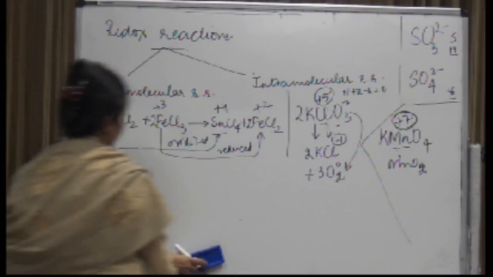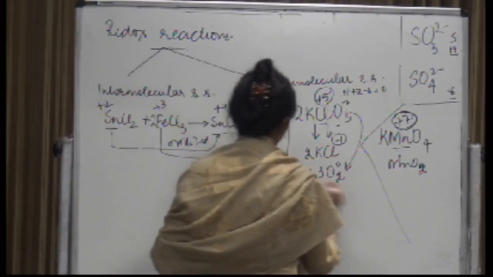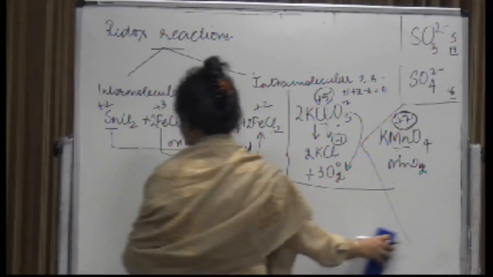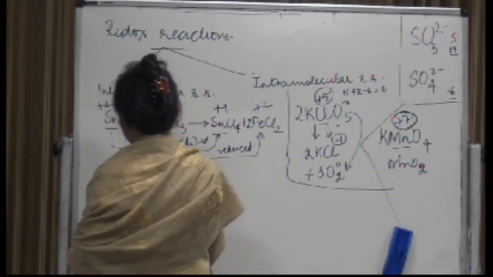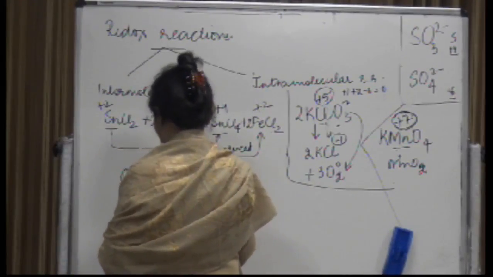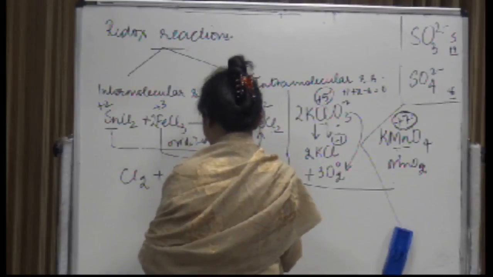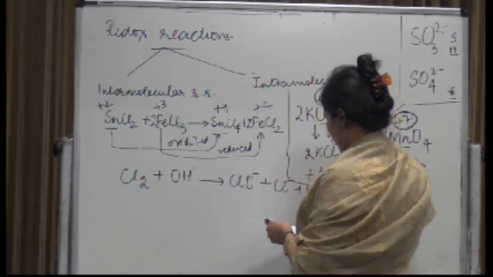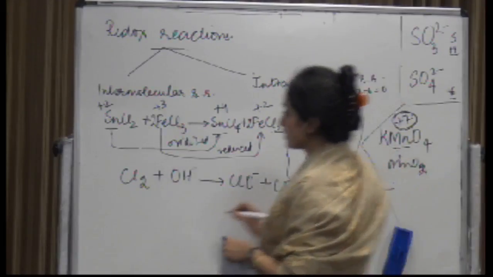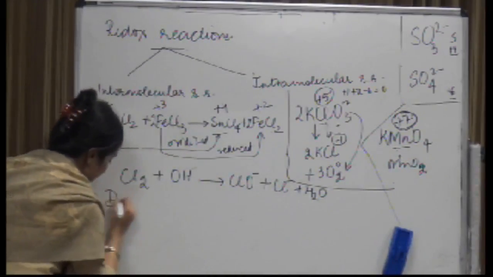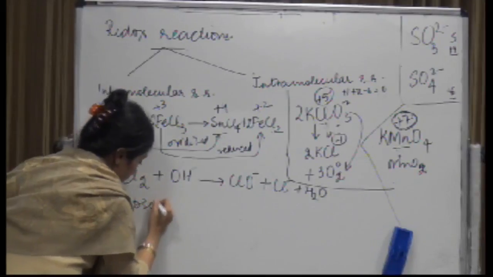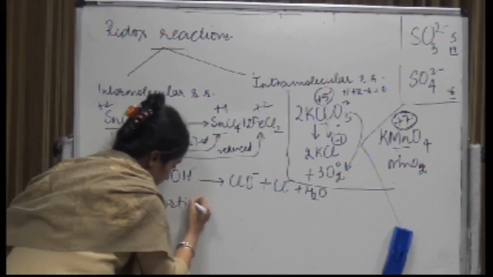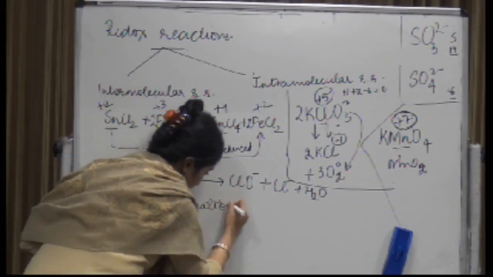Now I was talking about disproportionation reaction. Let me just talk about it now. In disproportionation reaction, you have Cl2 plus OH minus giving you ClO minus plus Cl minus plus H2O. This is what I call the disproportionation reaction.